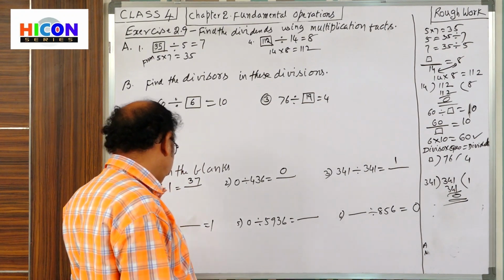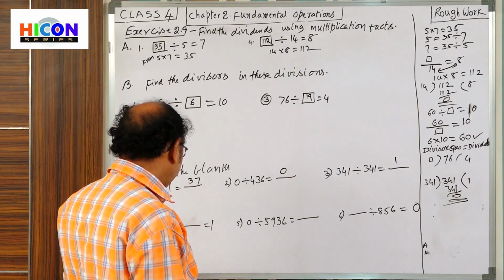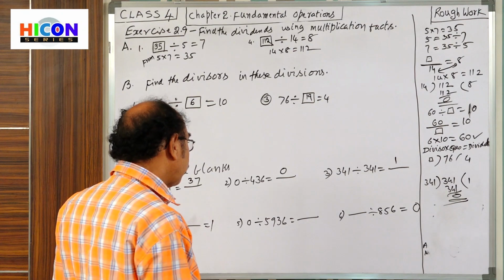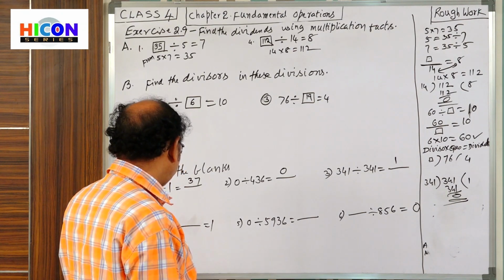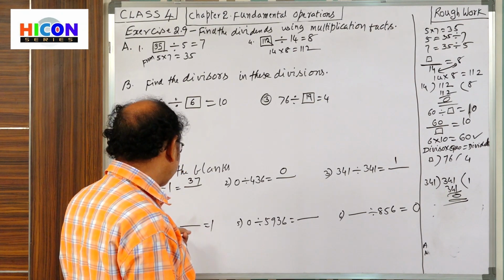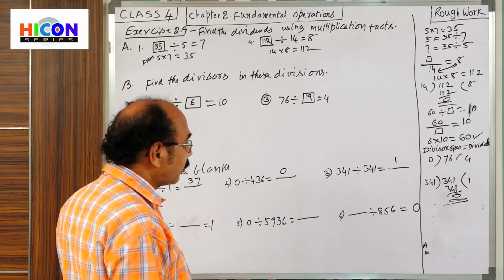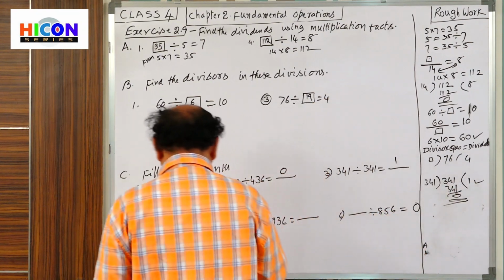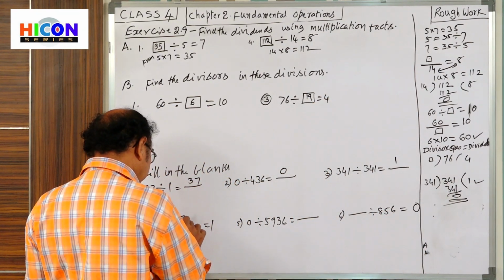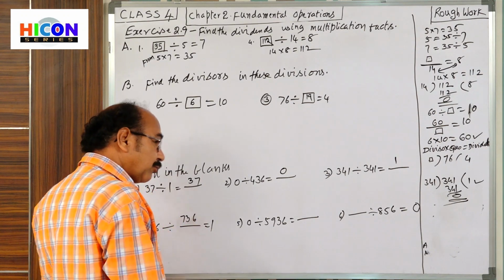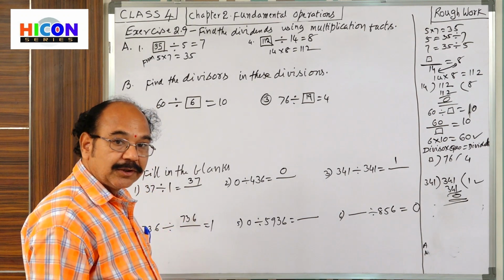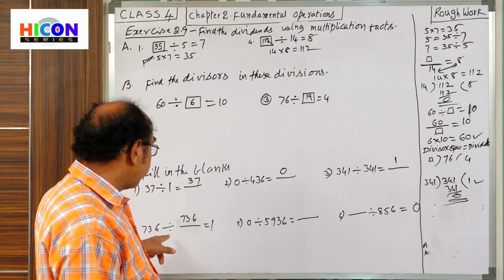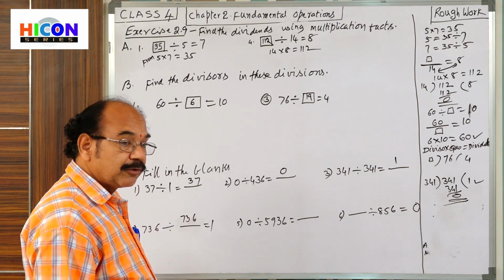Once again, see here. 736 divided by 736, the result is 1. Here, 341 divided by 341, the answer is 1. Like this, 736 divided by 736, the quotient is 1. If any number is divided by itself, then the quotient is 1 always.